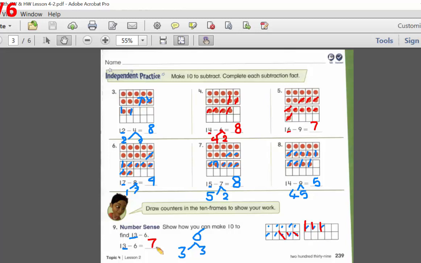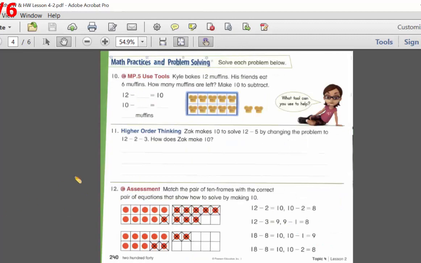You are right. Great job, grade 1. One more page. Turn the page. Let's do page number 240.